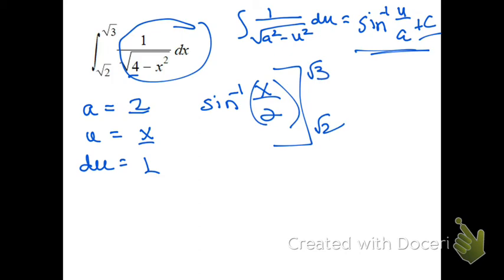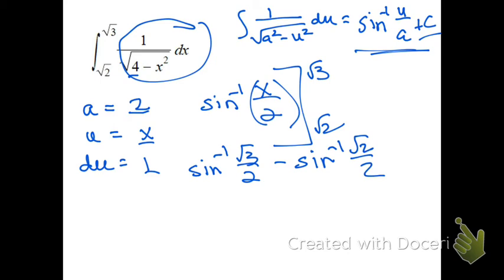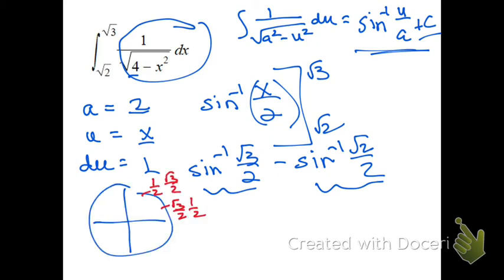Just like normal, fundamental theorem of calculus, plugging in the square root of 3 and then plugging in the square root of 2. Now, unit circle, here we go. This is asking when does sine equal the square root of 3 over 2, and this is asking when does sine equal the square root of 2 over 2. Sine is equal to the square root of 3 over 2 right here, which would be pi over 3. Sine equals the square root of 2 over 2 here in the middle. Hopefully you guys know that one. That's pi over 4.